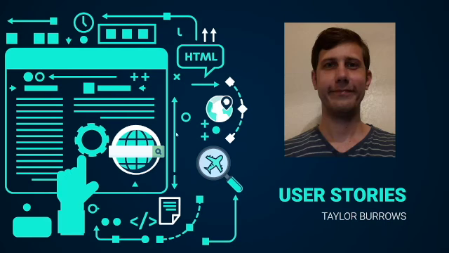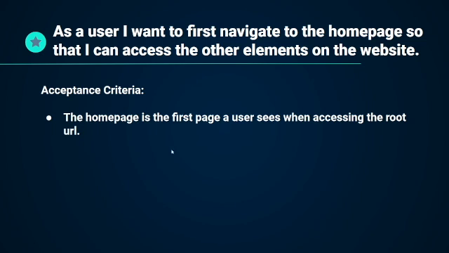My name is Taylor Burrows, and these are my user stories for sprint number 1. The first one is, as a user, I want to first navigate to the home page so that I can access the other elements on the website. The acceptance criteria is, the home page is the first page a user sees when accessing the root URL.